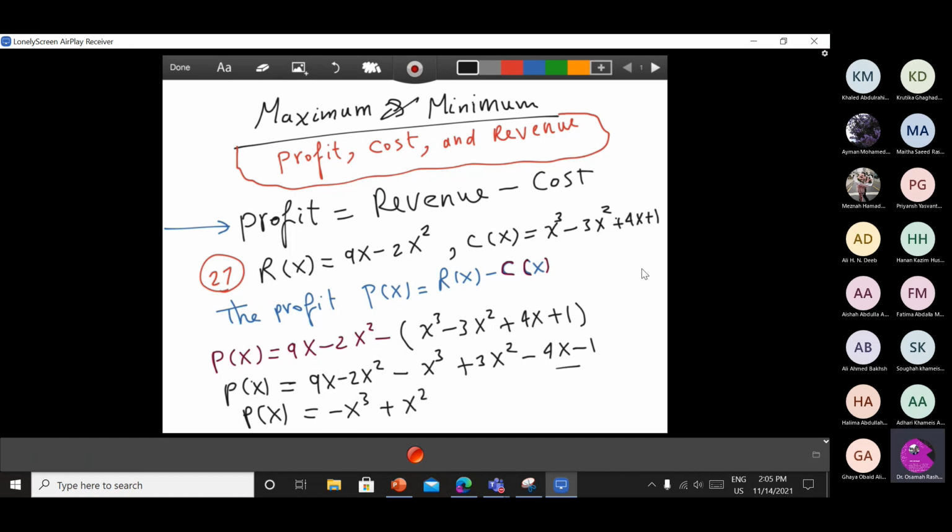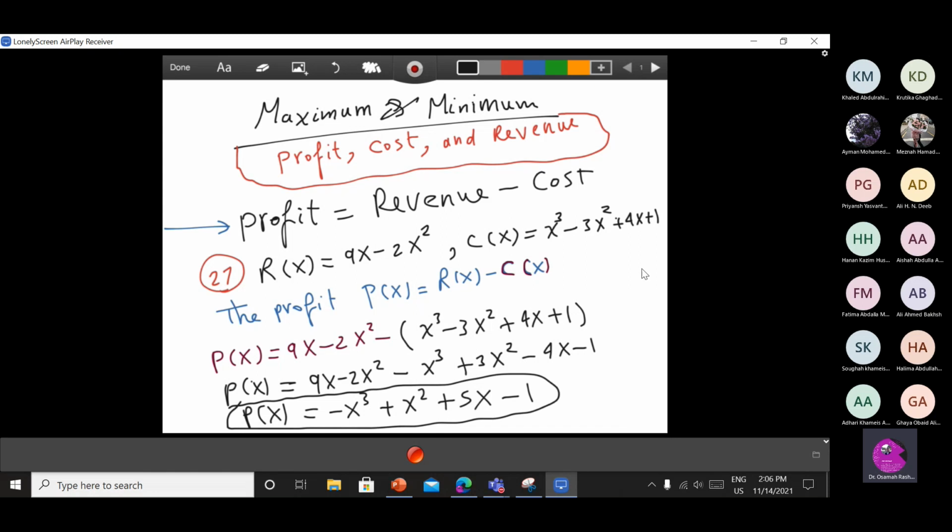Now for x, I have minus 4x, I have minus 2x, and I have plus 9x. So positive 9x minus 4x, I end up with plus 5x. Now I have only one number, which is minus 1. So this is my profit.